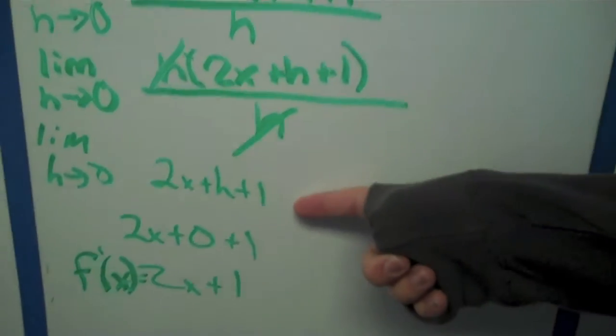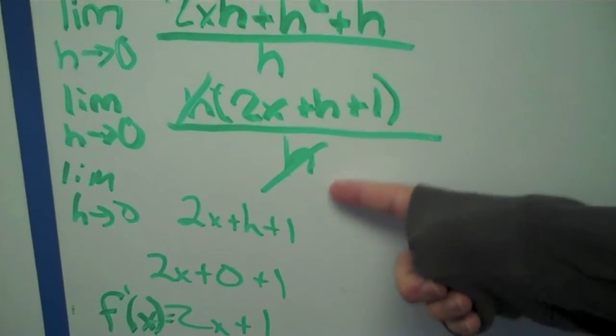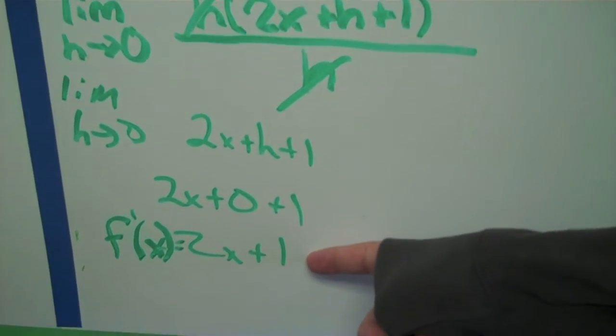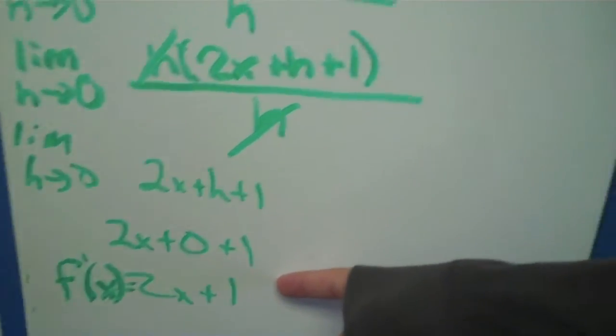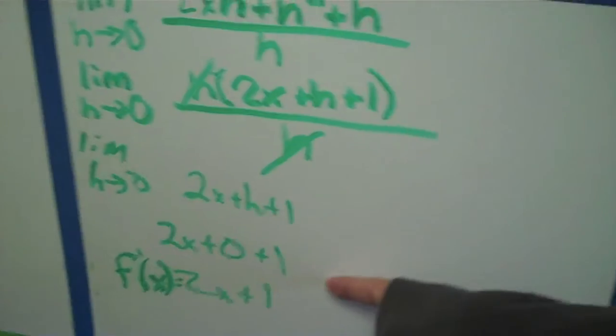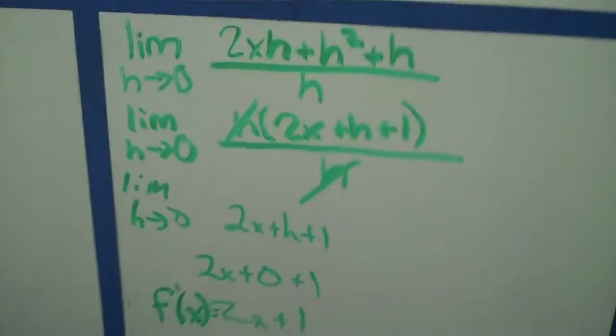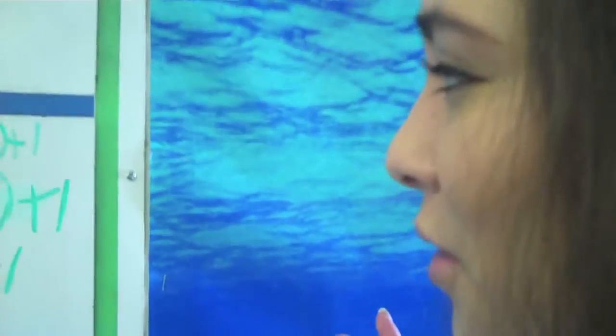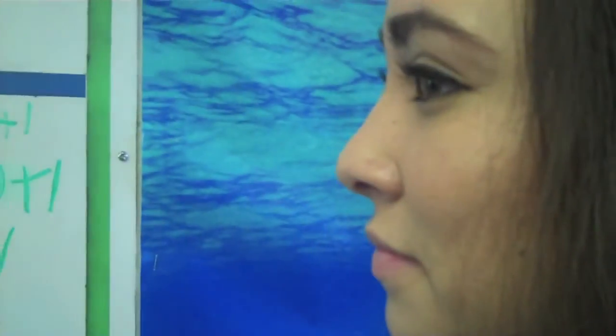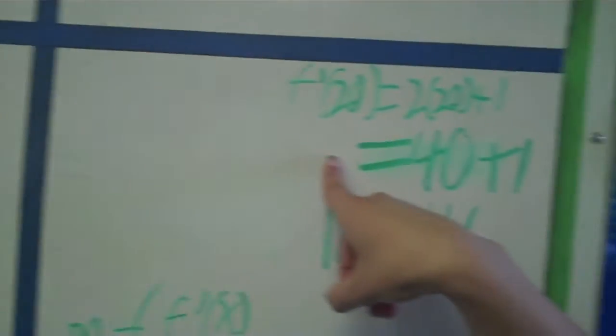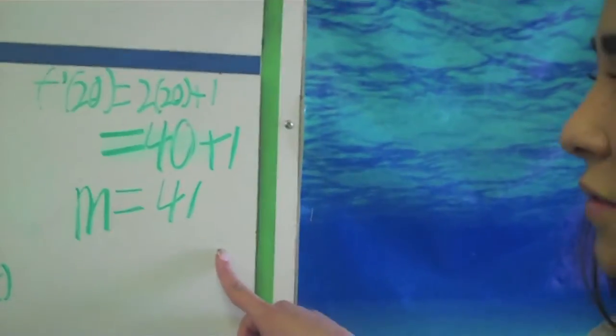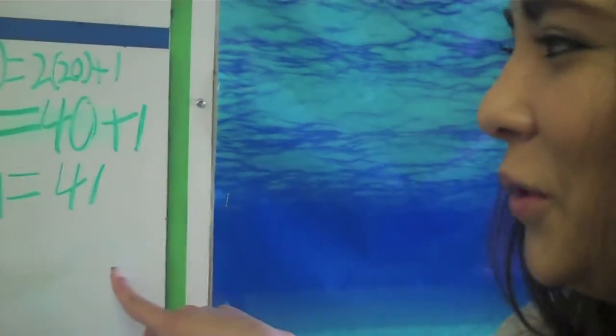And then you plugged in 0 for h, and then you were able to get the f prime of x equals 2x plus 1. That's good, but there's just one problem. So this is where you went wrong. You plugged your derivative into the slope. So what you should have done is plugged your x value into the x for the derivative. You should have gotten 41 instead of 840.